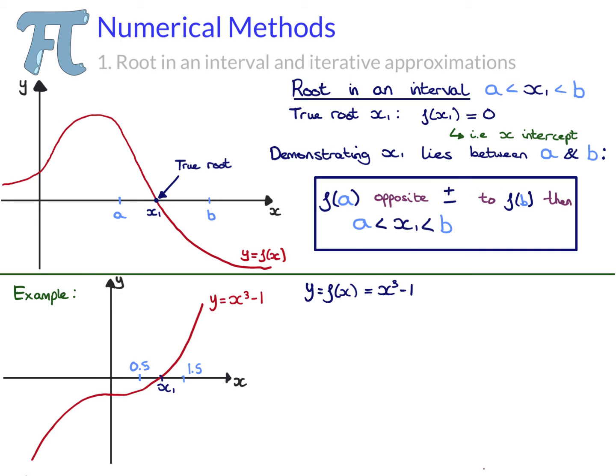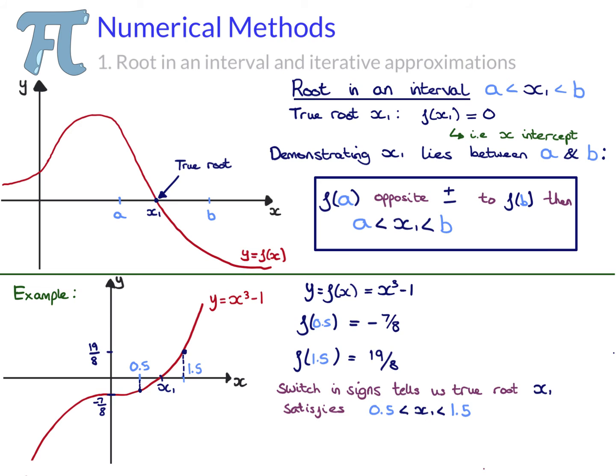For example, we can show the function x cubed minus 1 has a root somewhere between 0.5 and 1.5. Since at x is equal to 0.5, the value of the function is negative 7/8, and at x is equal to 1.5, it's 19/8. This switch in signs indicates the true root is somewhere in this interval.